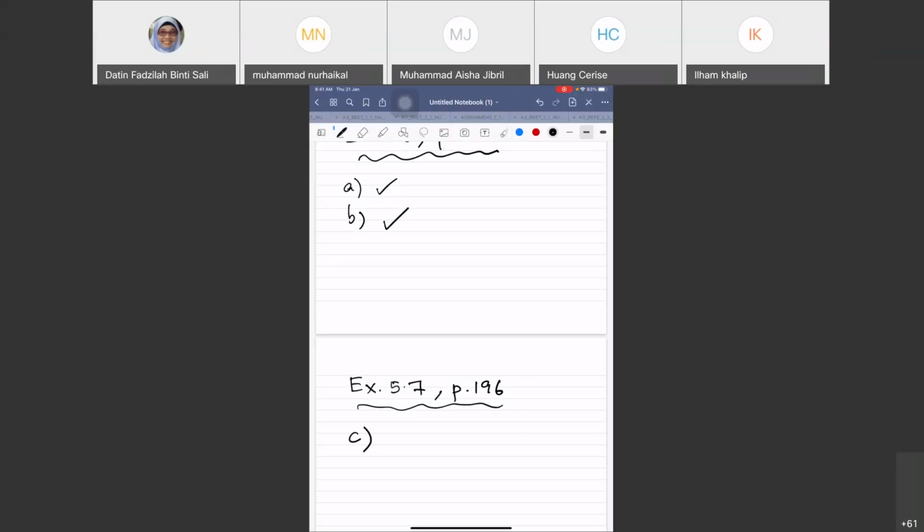Find the angle between the vectors and check whether vectors u and v are orthogonal. Basically, when you find the angle, straight away you can tell, because the formula that you are using is cosine theta equals u dot v divided by magnitude of u times magnitude of v. Can you all try C?